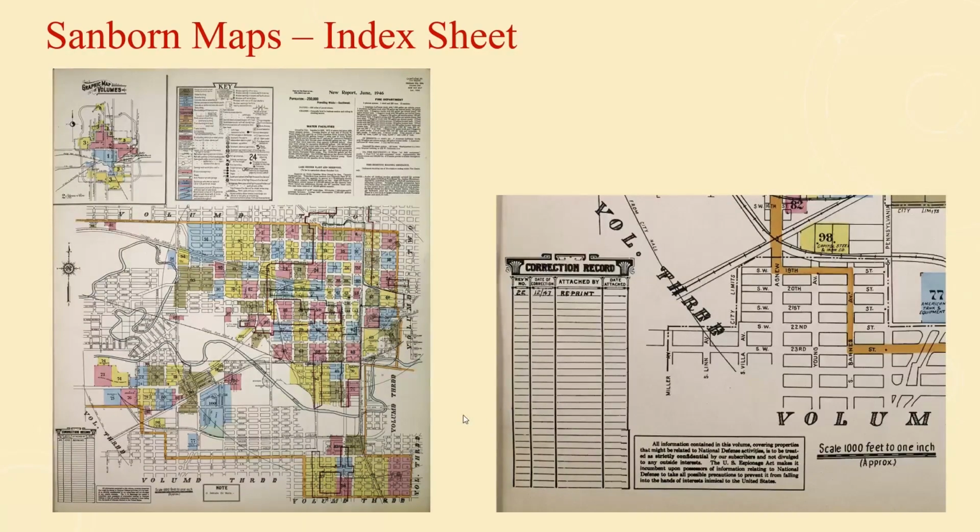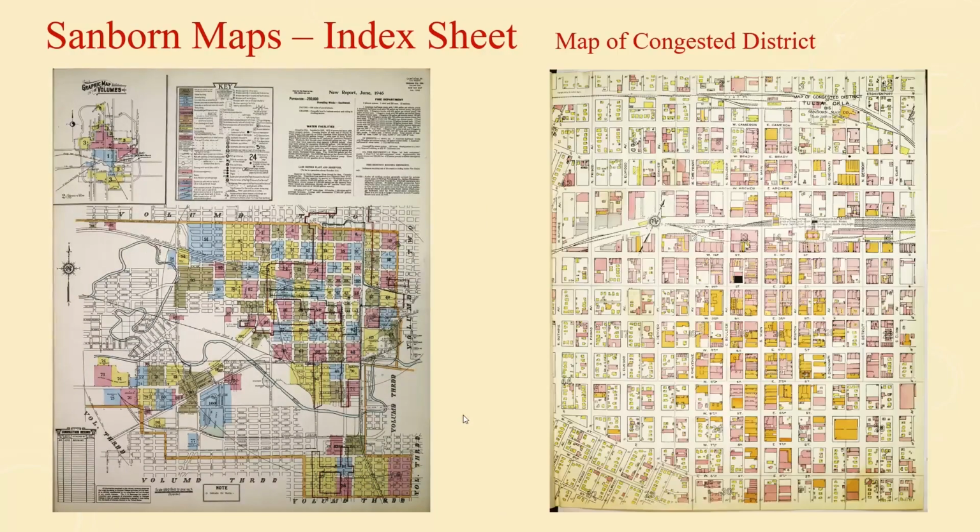In the big cities, another sheet you might find at the beginning of the set is what they called a map of the congested district. This is an overview of the downtown area with not a lot of detail. This is similar to what they used to call block maps that insurance companies made for themselves before the fire insurance maps came along. So you might see that.